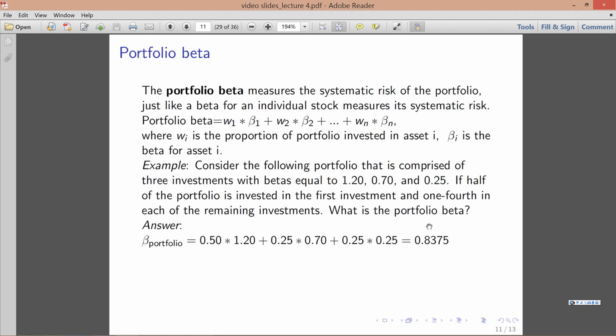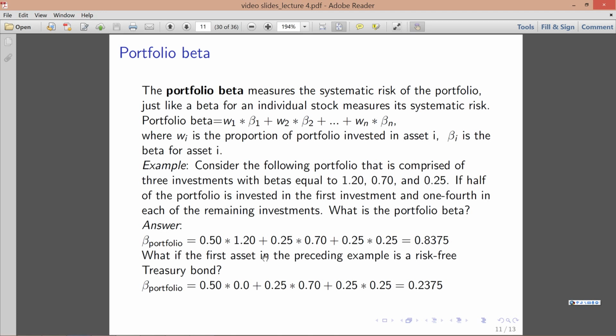So the portfolio beta is 0.8375. This means that when the market return moves by 1%, on average, this portfolio return will also move in the same direction by 0.8375%.